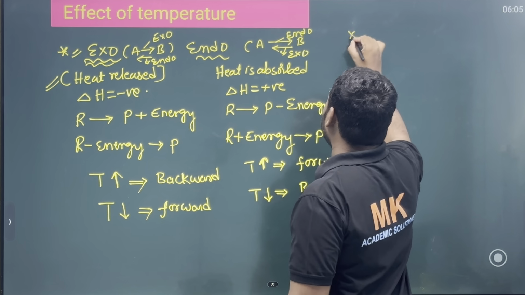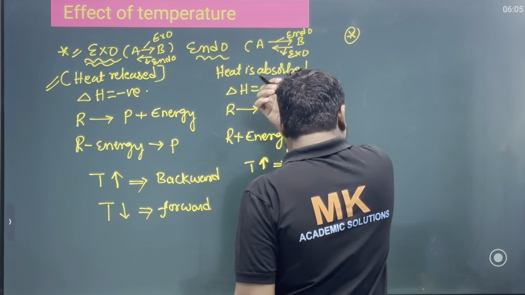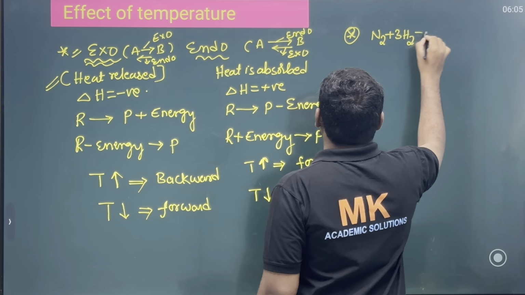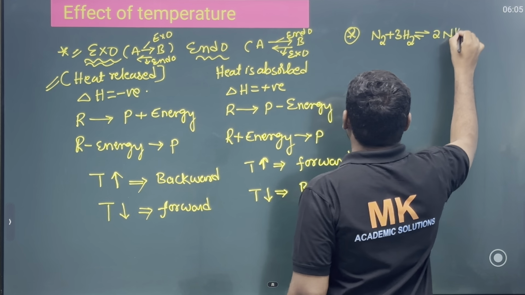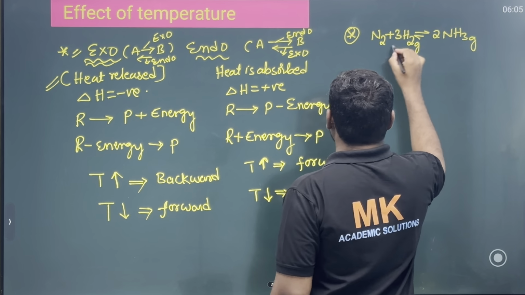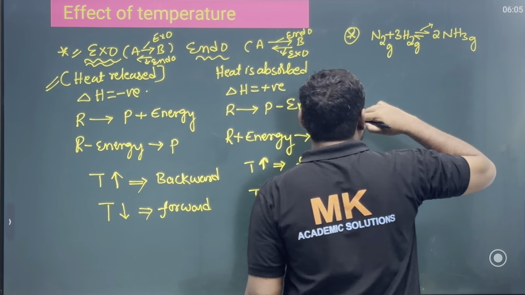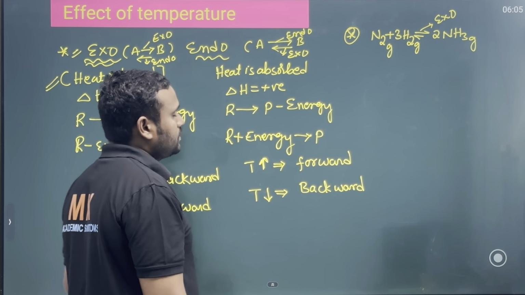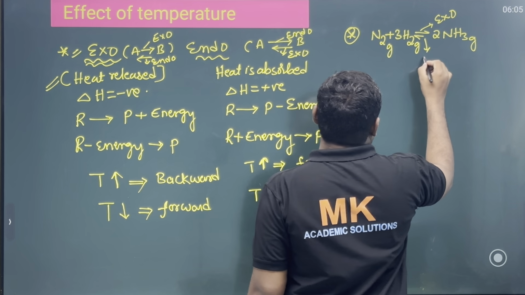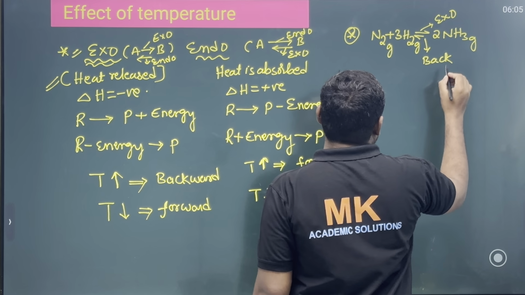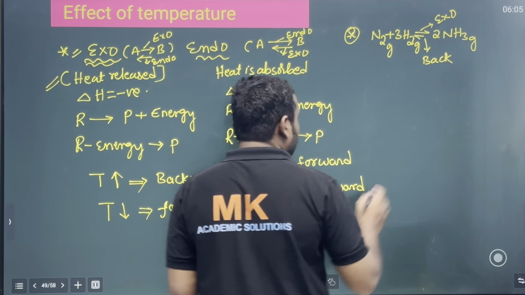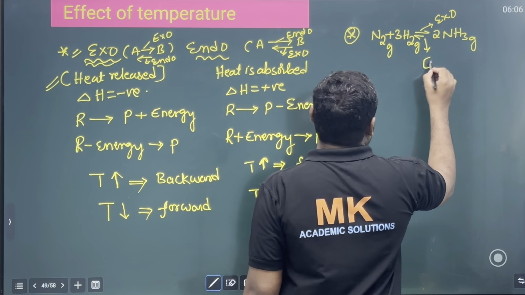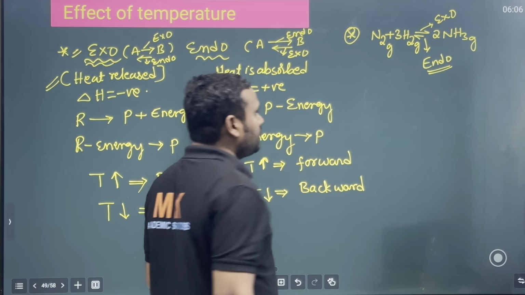So let us take one example here. N2 plus 3H2 gives rise to 2NH3. All are in the gaseous state only. So here we know the forward reaction is an exothermic reaction, and here the backward is what? Endothermic reaction. Here forward is exo and backward is the endothermic reaction.